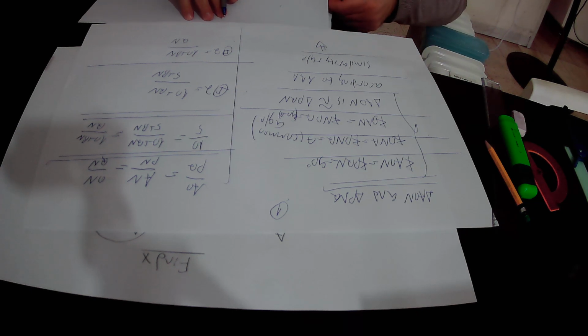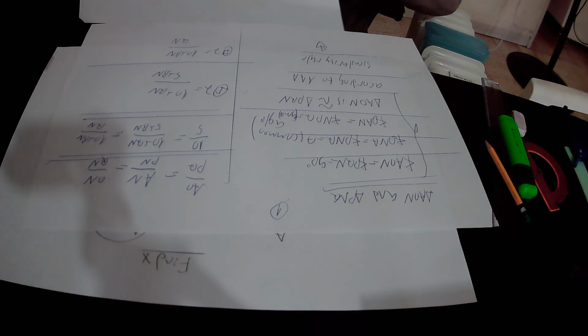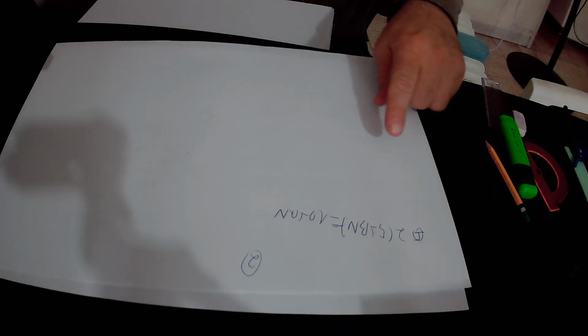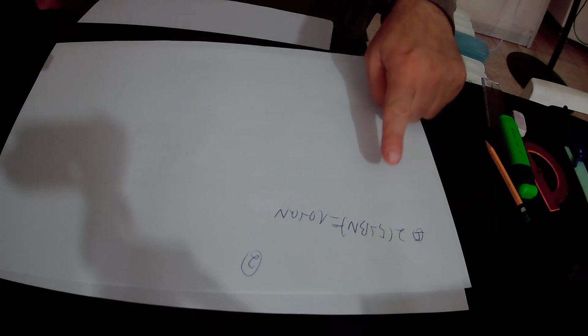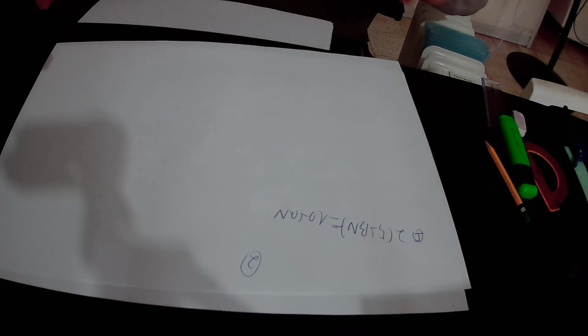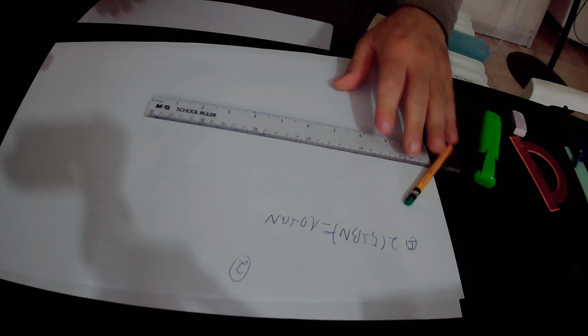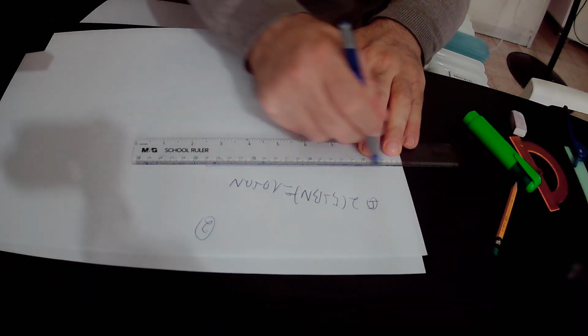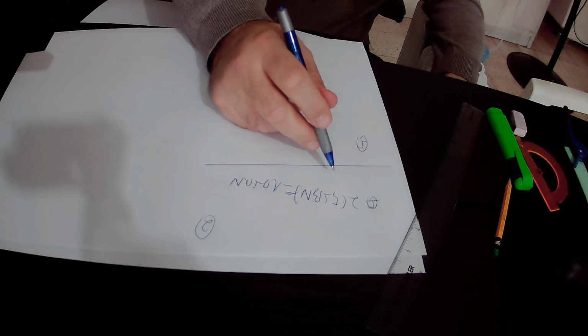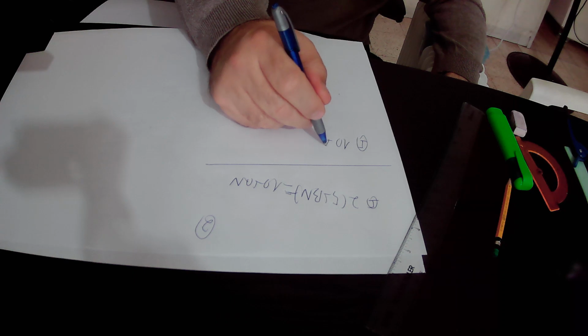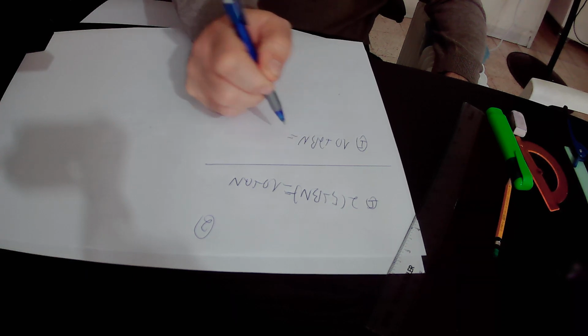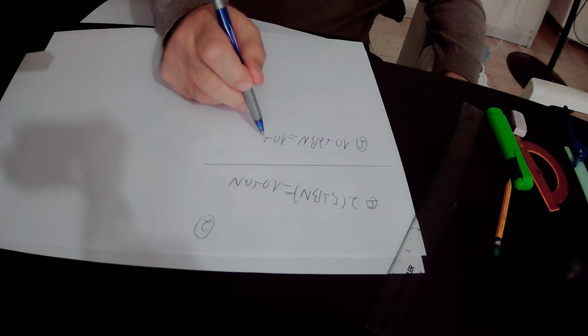Again, we found out that according to equation number 1, 2 times (5 plus Bn) equals 10 plus Qn. Here we open the brackets on this side of equation number 1, and we get that 2 times 5 is 10, so 10 plus 2 times Bn, which is 2Bn, equals 10 plus Qn.